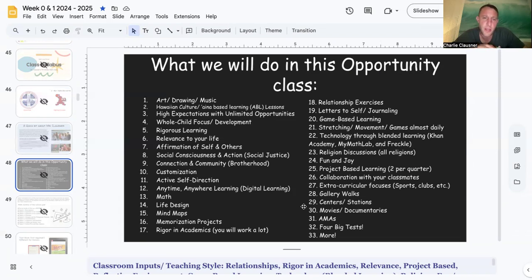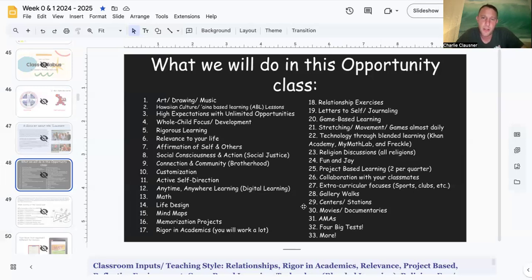Connection and community, customization, active self-direction, anytime, anywhere learning. So they have a couple online programs like Freckle and Khan Academy that I use. Then they will learn math. I'll have them do this project called Life Design. They do drawings with mind maps and build their abstract thinking through memorization projects, so they actually have to recite something for me. Rigor in academics, like I said, rigorous learning. Yes, you will work a lot.